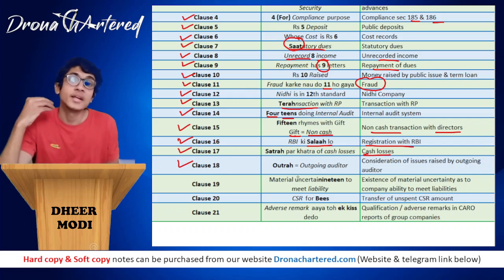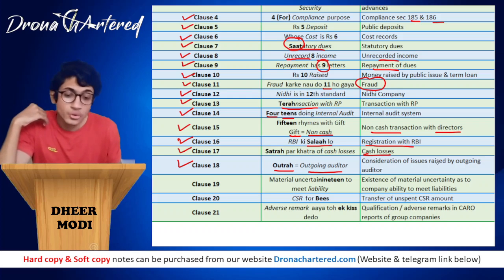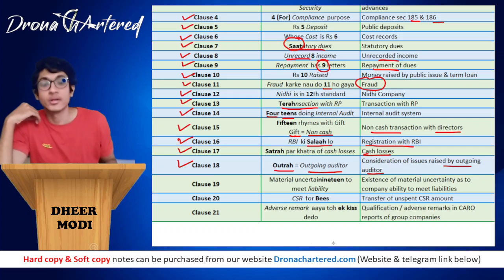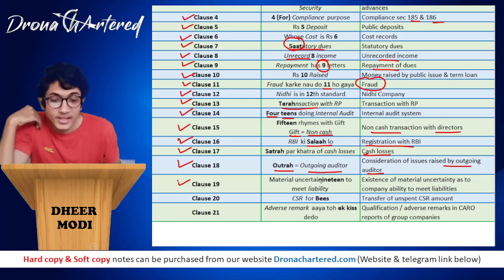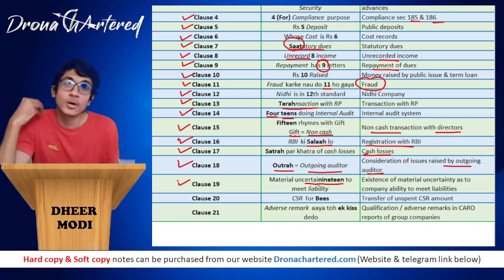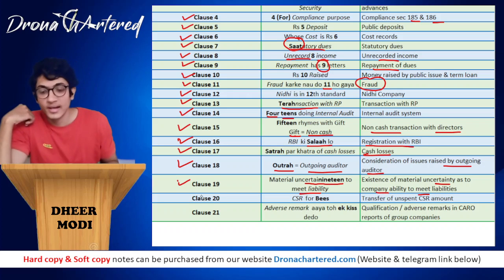Clause 18. 18 in Hindi you say as atthara, so outgoing auditor. That is consideration of issues raised by your outgoing auditor. Next is your clause 19. Clause 19 is material uncertainty. So existence of material uncertainty as to the company's ability to meet liabilities.